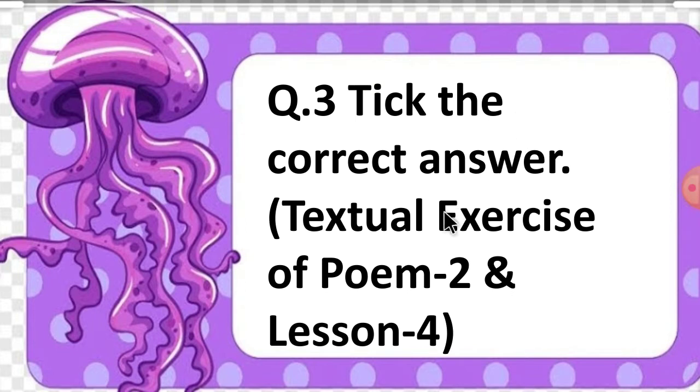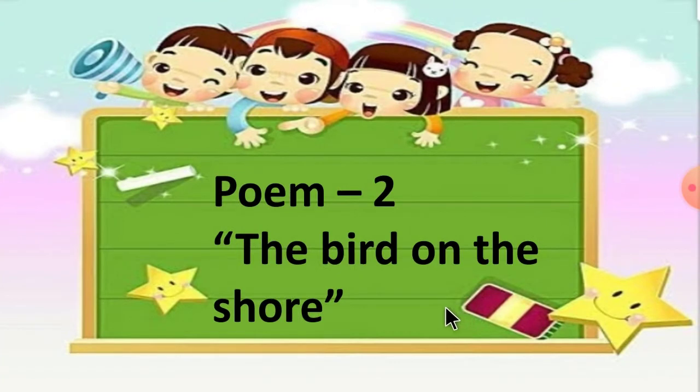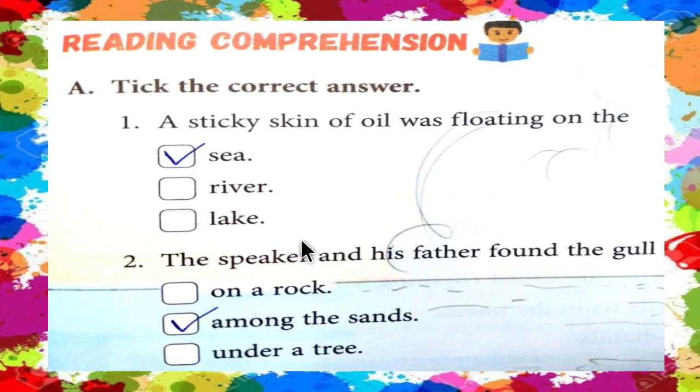Tick the correct answer. Textual exercises of poem 2 and lesson 4. So let's see. Poem 2, The Bird on the Shore. Tick the correct answer. This is the image of your textbook.